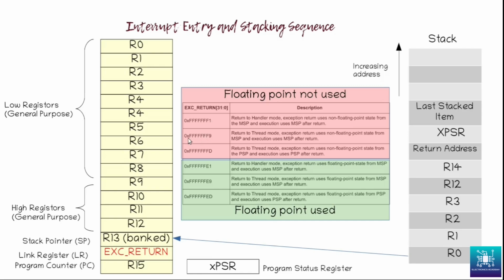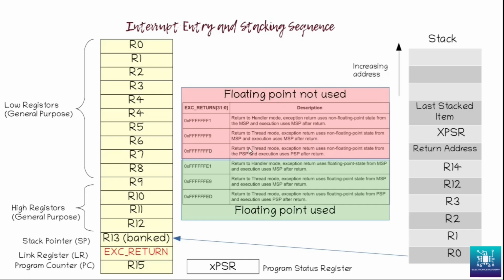Now we are going to have this value in the link register, that is all Fs and 9, when you return to thread mode and exception uses a non-floating point state, as we are in the non-floating point section of the table, from the main stack pointer, and the execution resumes at main stack pointer. So this is a common scenario where the interrupt has occurred when we are within, say, a privileged thread mode.